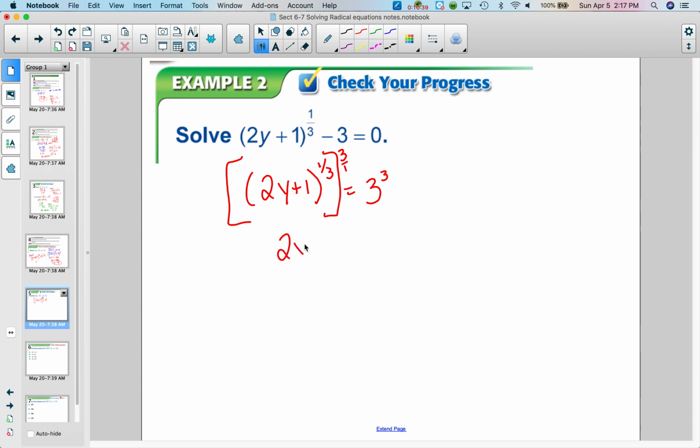So we get 2y plus 1. 3 cubed, be careful, it's not 9, it's 27. 3 times 3 times 3. Now you solve for y, so we get 2y equals 26. Y equals 13.